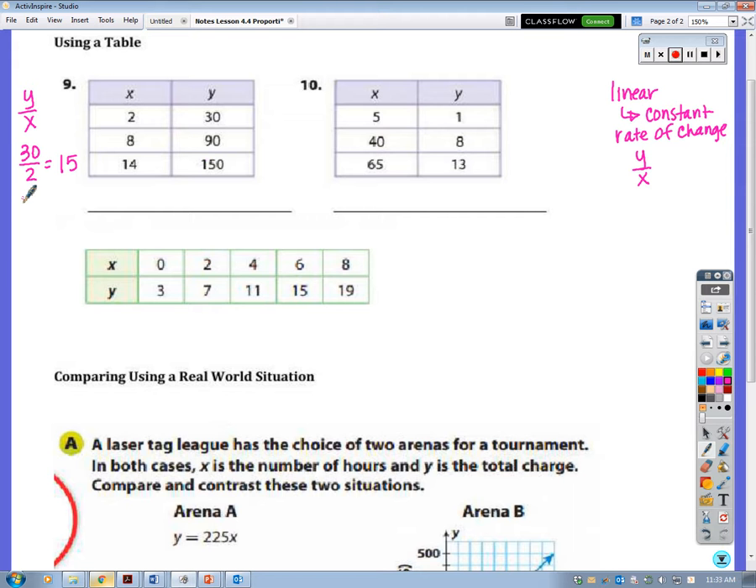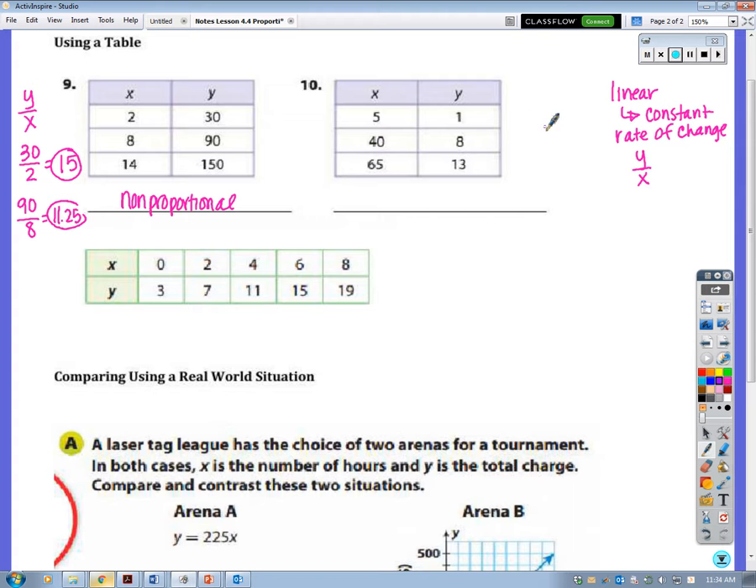Okay? So then we have 90 over 8, and 90 divided by 8 does not equal 15. 90 divided by 8, because I worked this out already, is 11.25. So the fact that these two are different means that this is not linear, so it cannot be proportional. So since these are different, this is non-proportional. And I didn't even need to check this last one because these first two weren't the same. So I'm going to go over here and check this next table.